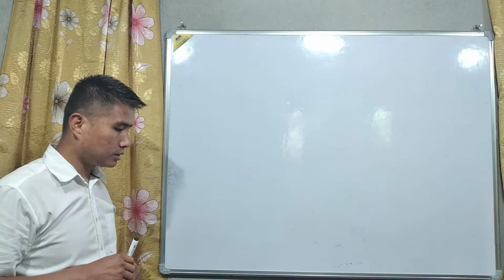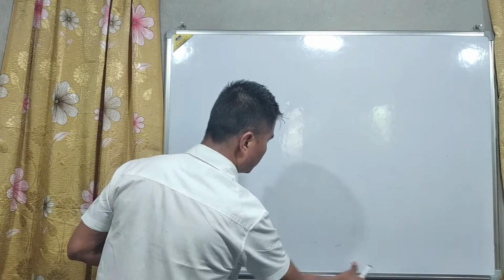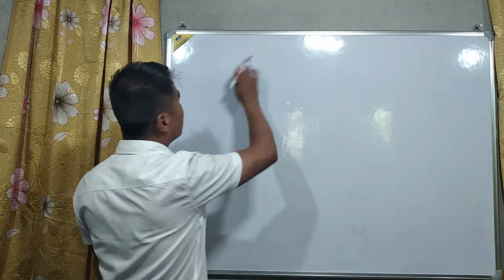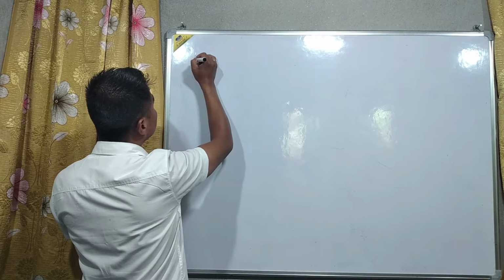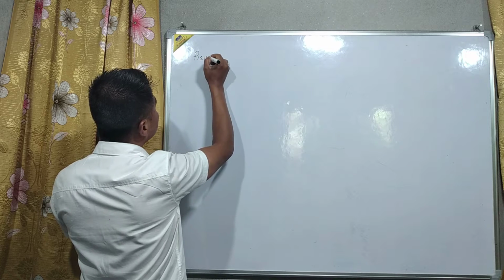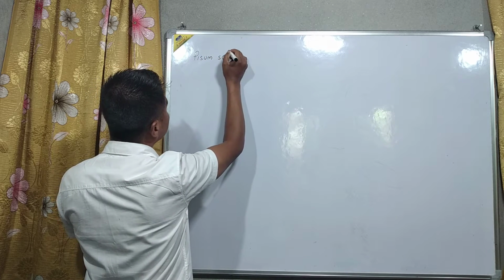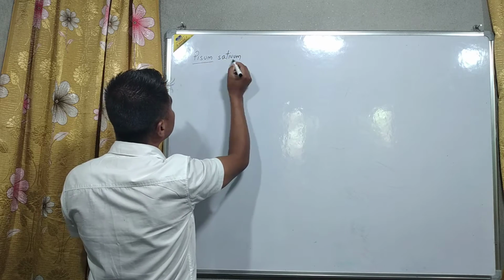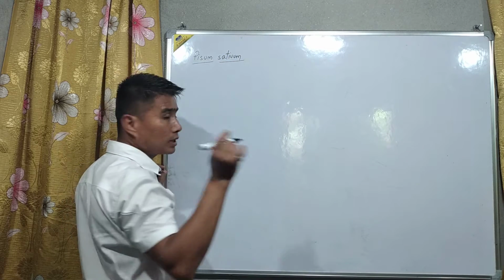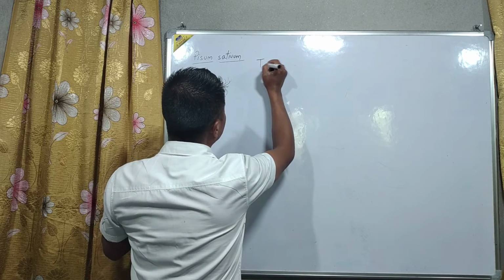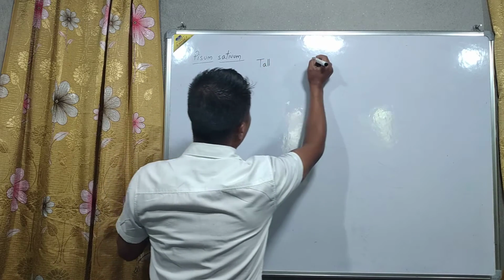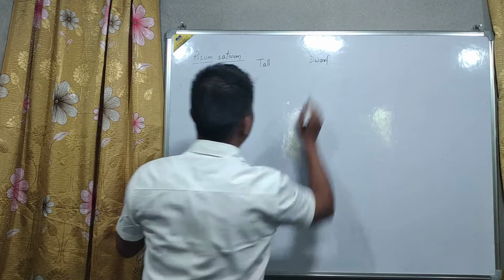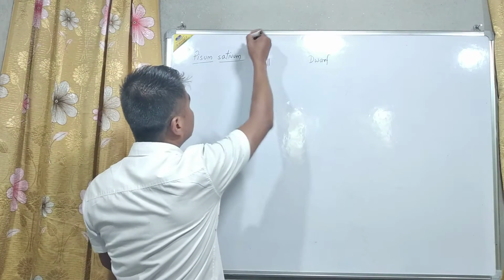Today I'll teach Mendel's monohybrid cross and dihybrid cross. Now see what Mendel did. Mendel took Pisum sativum, the garden pea, and then he took a tall plant and a dwarf variety of plant. Now try to understand.